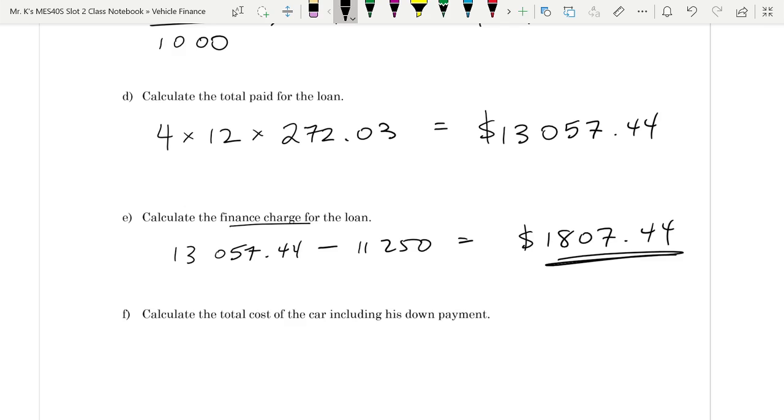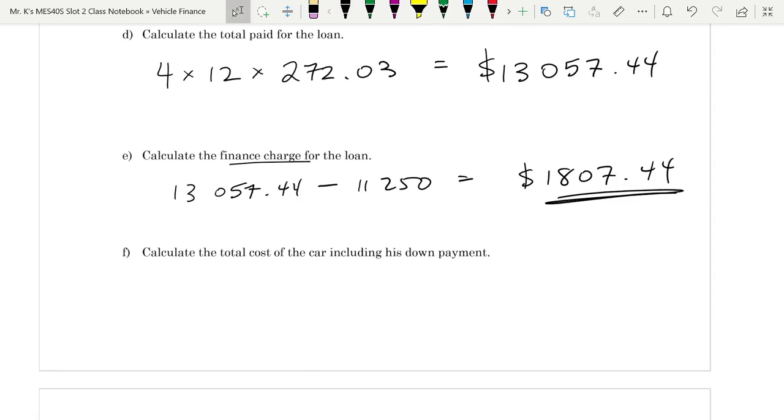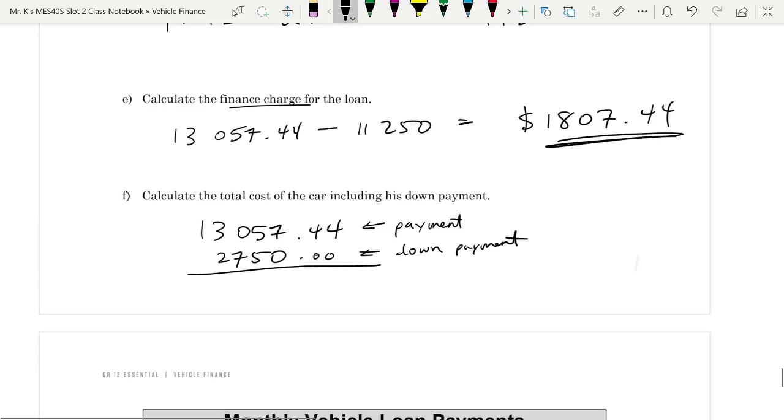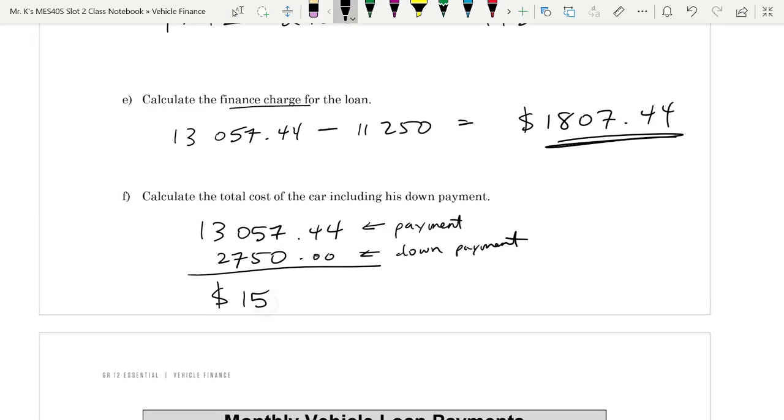Okay, so now, how much did this car cost him in total, including his down payment? So he made $13,057.44 in payments, right? We calculated that in D. Plus he put down $2,750 in down payments. So my grand total that this car cost me was $15,807.44 for a car that was only worth, when I bought it, $12,500.